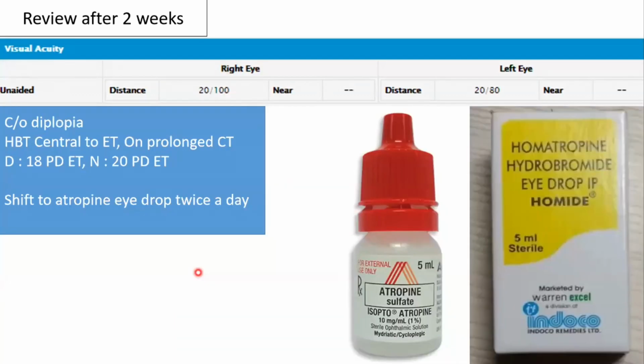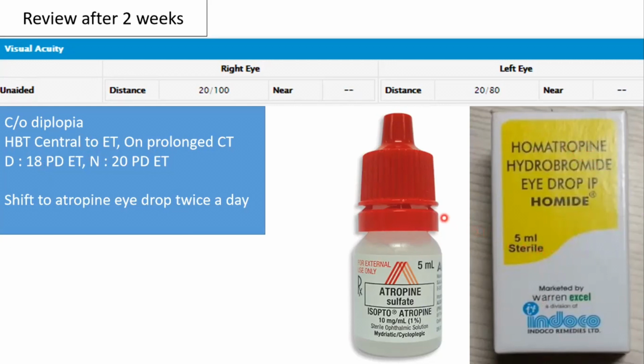When the patient again came after 2 weeks, because we are following the patient at a 2-week interval, the unaided visual acuity was 2000. That means it was quite improved from the last visit. Then also the patient was complaining of diplopia. So here we told the patient to stop using homatropine, because even with homatropine the vision was not improving that much.